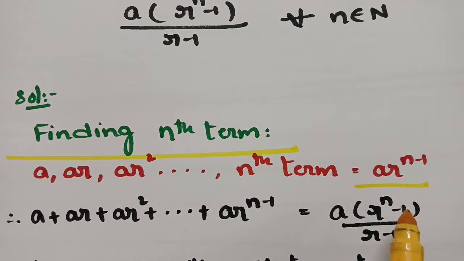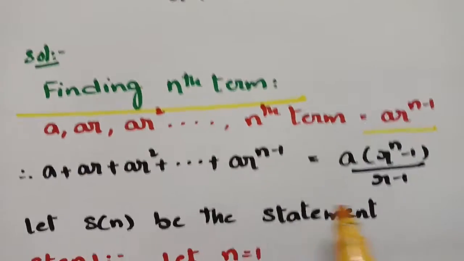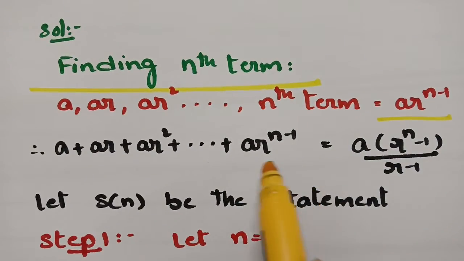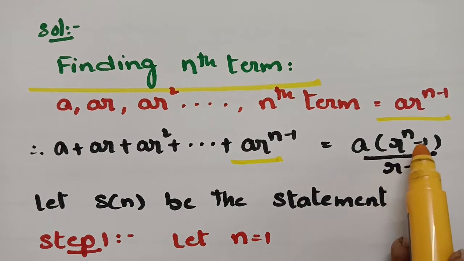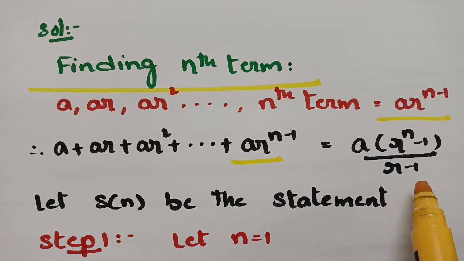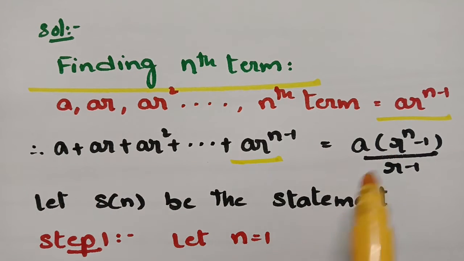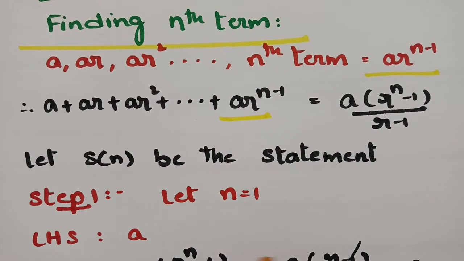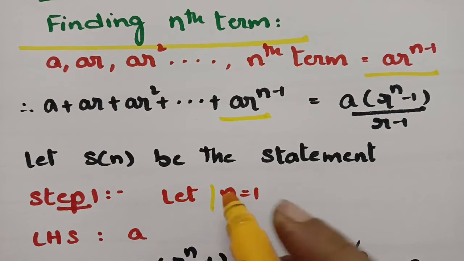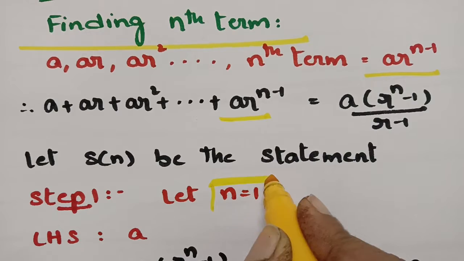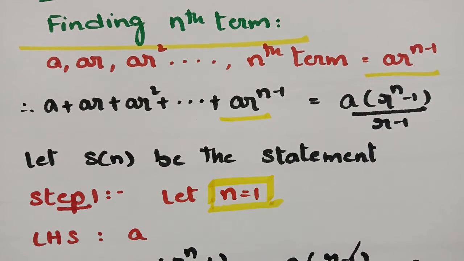And now we have to substitute in place of the nth term A into r power n minus 1. So I have substituted the nth term as A into r power n minus 1, and this is A times of r power n minus 1 by r minus 1. Now we have to prove this statement using mathematical induction. Let S of n be the statement. First of all, according to mathematical induction, we have to check with n is equal to 1. So we have to substitute n value as 1, in the RHS as well as LHS.